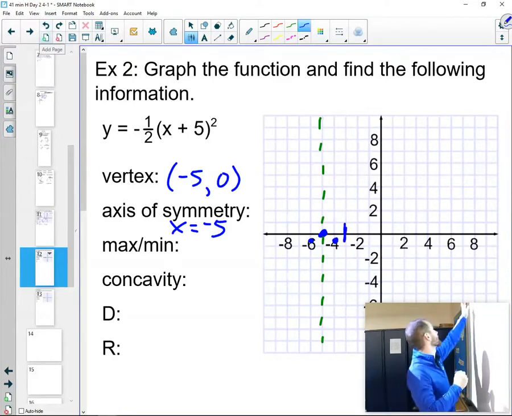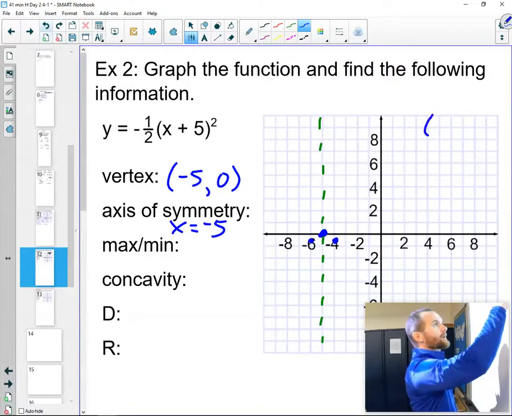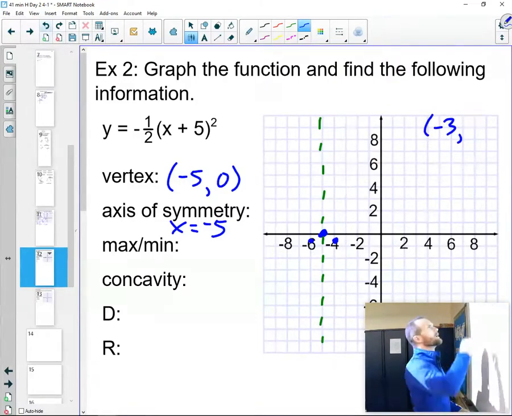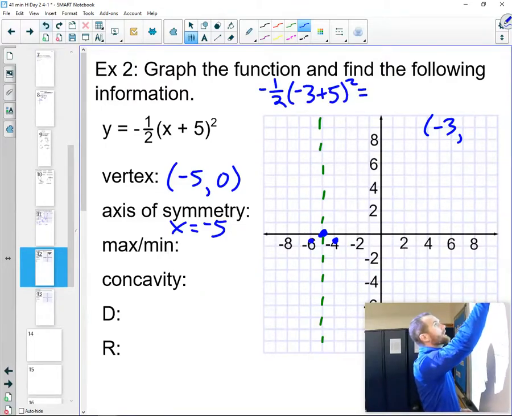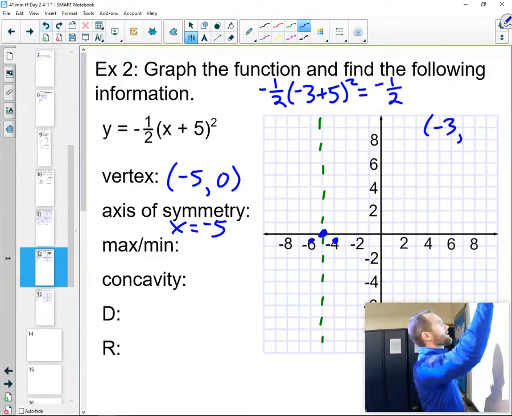Now we need x equals -3. So I'm going to plug that in and find a coordinate. It's going to be -3 something. So I plug this in, it becomes -1/2 times (-3 plus 5) squared. Let's see what we get. Let's do some of this in our head.